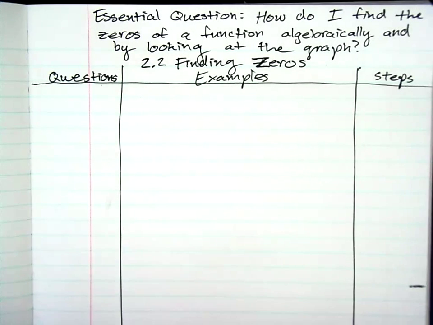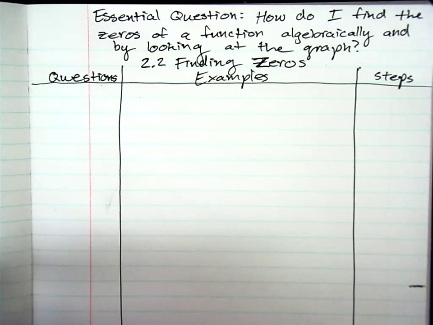Okay, welcome back. We're going to start the next chapters. So we're going to go ahead and move into chapter 2. We're going to actually skip the first section. We'll be returning to that at the end. But section 2 is going to be focused on solving equations. And today we're going to be finding zeros of a function.